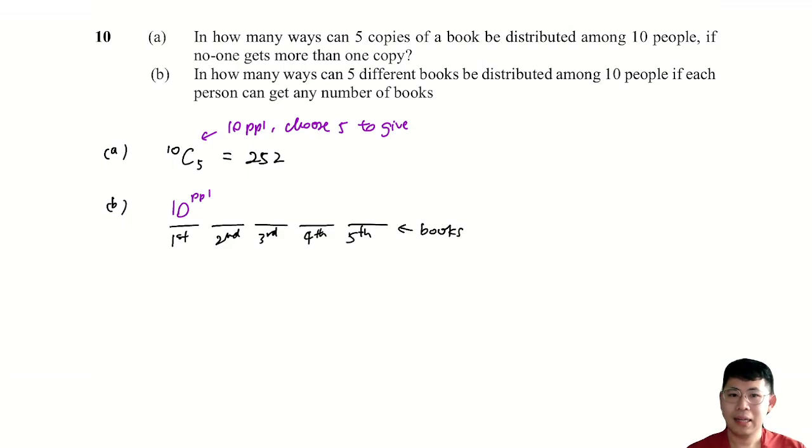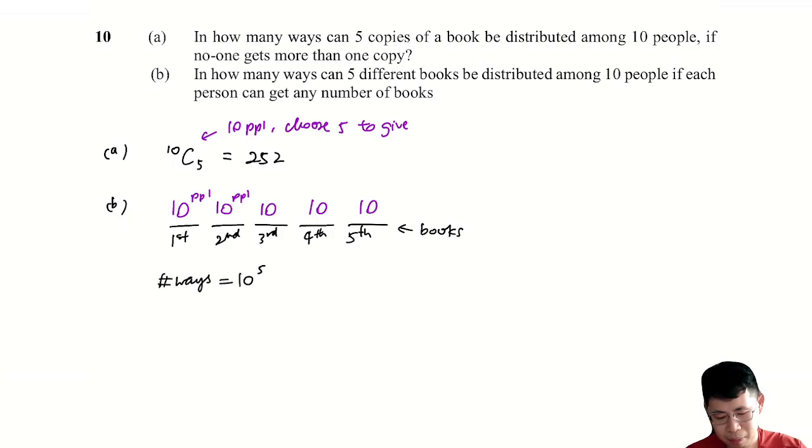Second book, how many people can I give away to? I can give away to also 10 people, because if they can get repeated copies, I can just give it to anyone. Then the third book, I can also give to 10 people, the fourth book 10 people, and the fifth book also 10 people. So the number of ways would just be 10 to the power of 5. So this would give us 100,000 ways.